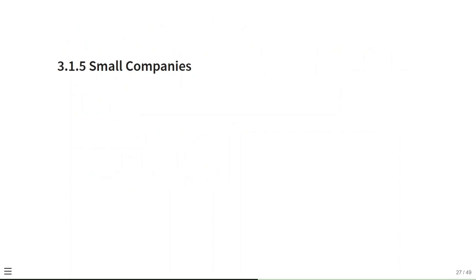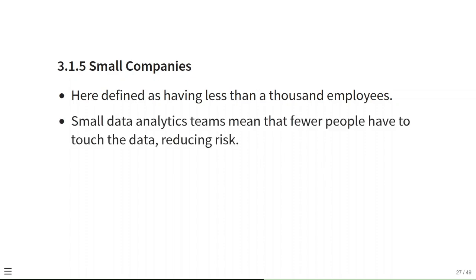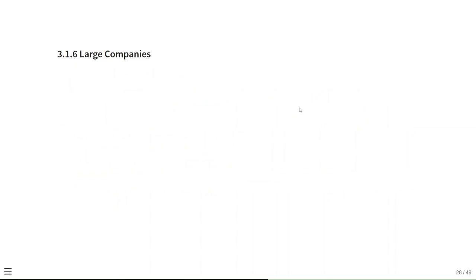Small companies are here defined as having less than 1,000 employees. Small companies often have small data analytics teams, which means that fewer people have to touch the data, reducing the risk of data leakage or sensitive data being handled by the wrong persons. Fewer data users also leads to less proliferation of datasets created by analysts or scientists, meaning less data to track and govern. Large companies are here defined as companies with more than 1,000 employees.